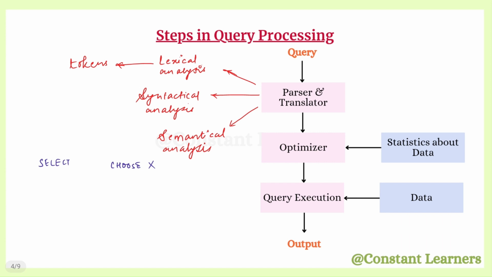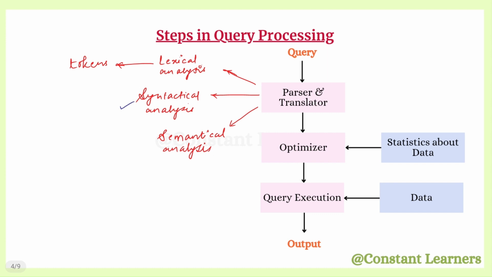Or if there are mismatched parentheses. Parentheses means what? The brackets. If first I've used a round bracket and after this I'm using a square bracket, then that will also be an error. Correct? So this is checked in the syntactical analysis.